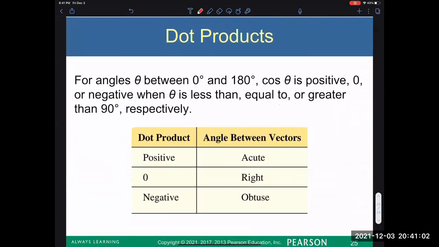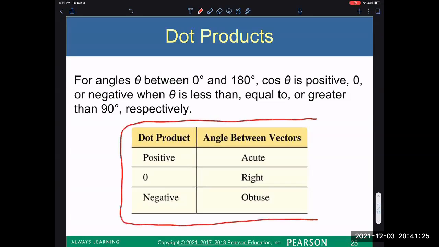And so finally, for angles between 0 and 180 degrees, we just know that cosine theta is positive or negative depending on whether the angle is less than or greater than 90 degrees. So they summarize that in this table. I just said that very, very badly. So let's look at this nice table instead.